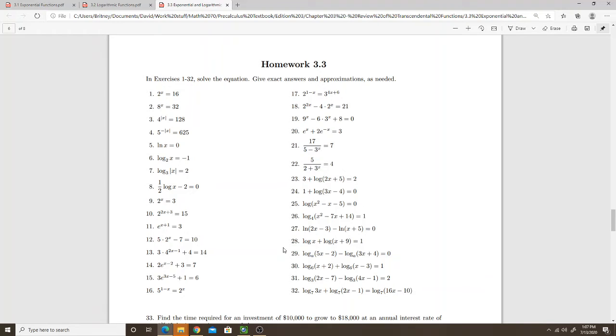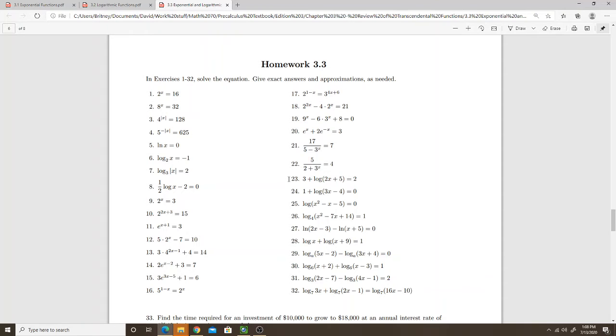The rest of these are all logarithmic equations. So with a logarithmic equation, you follow the same sort of strategy, except that instead of isolating an exponential, now you're going to be isolating a logarithm. And once you've done that isolation, instead of taking a logarithm, you exponentiate. Okay? So in order to undo an exponential, you take a logarithm. In order to undo a logarithm, you exponentiate.